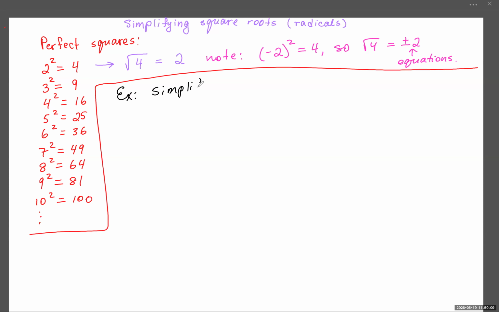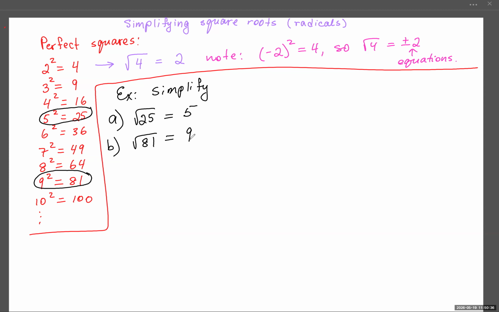Simplify. So if you are asked to simplify a perfect square, it's super easy. Square root of 25. Well, since 5 squared is 25, the square root of 25 is just 5. Same thing if I ask you for the square root of 81. 81 is 9 squared, so the square root of 81 is just 9.